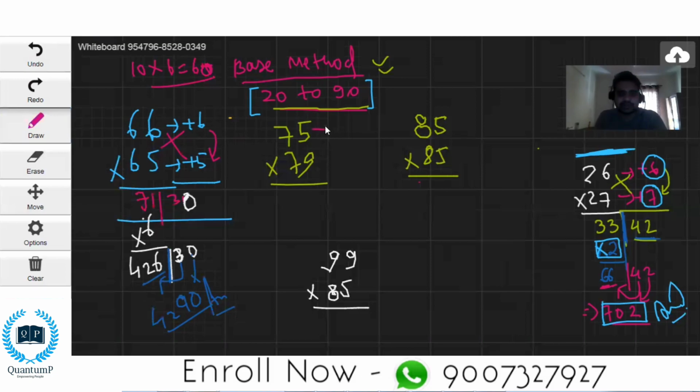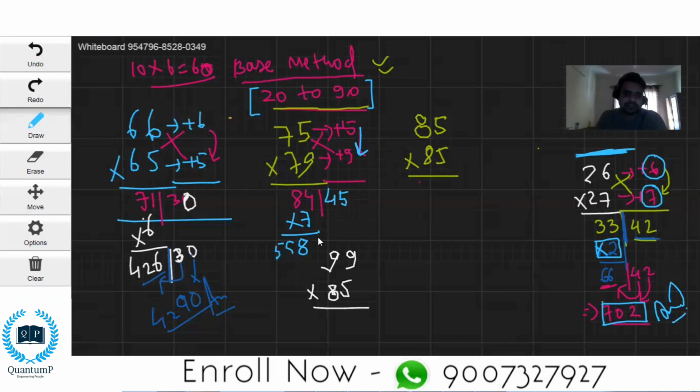If you do 70 base, we have to write here plus 5, and plus 9. Then we'll do cross. If we do cross, then 75 plus 9 is 84. Write 84, we'll put a line, we'll multiply this 9 into 5. If we multiply 9 into 5, then it will be 45. Then multiply this with 7. So we can multiply this 7 and we get 588. Then we'll put a line.